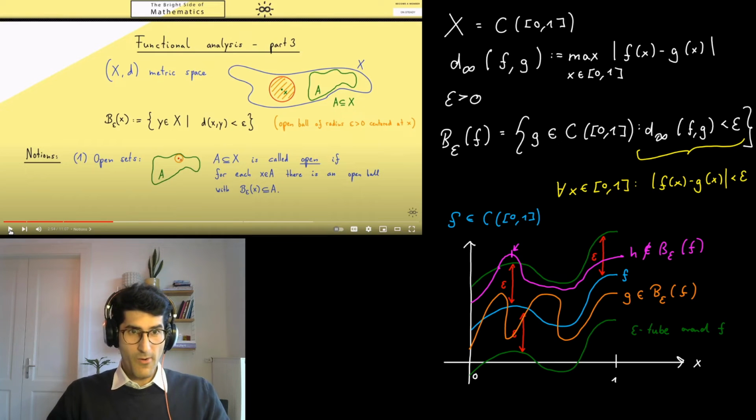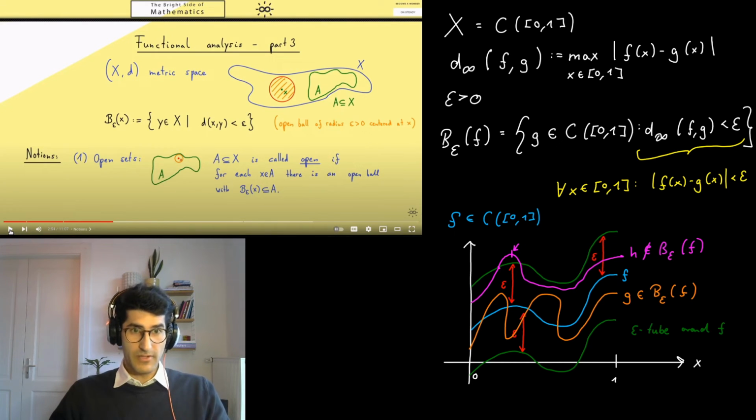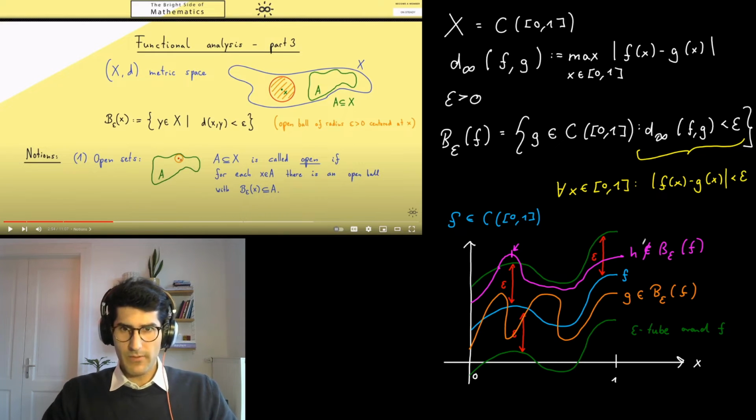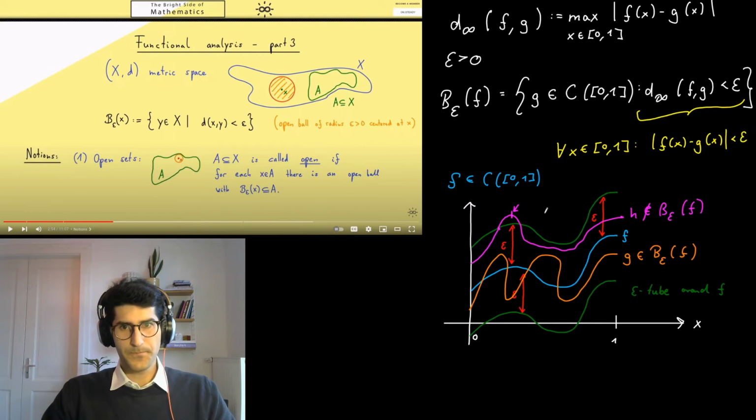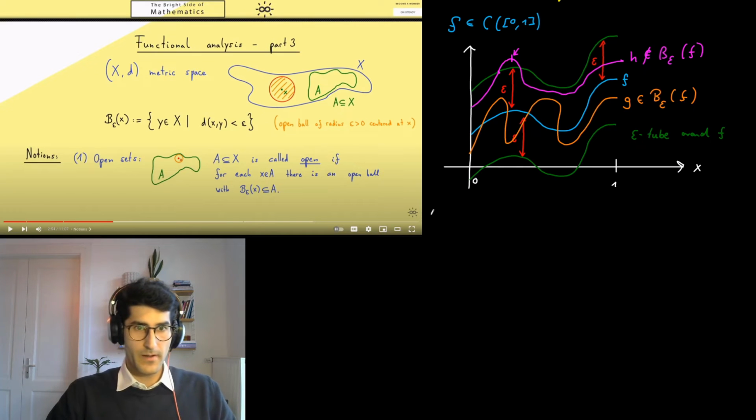All right, now we have our first application of epsilon balls in terms of a new definition, openness of a set. So what I would like to do with you now is I want to study a set in our metric space X with the d-infinity metric and check whether this set is open.